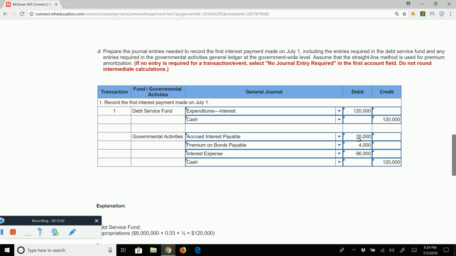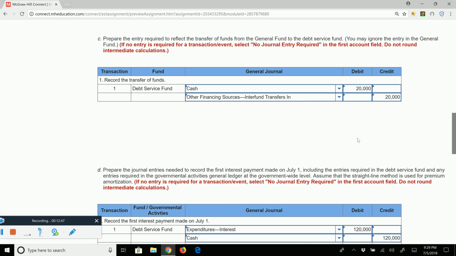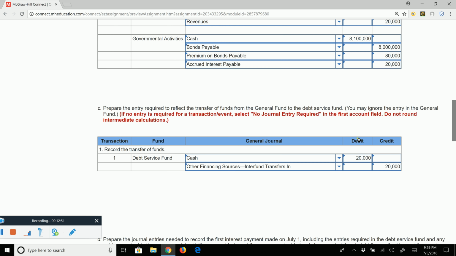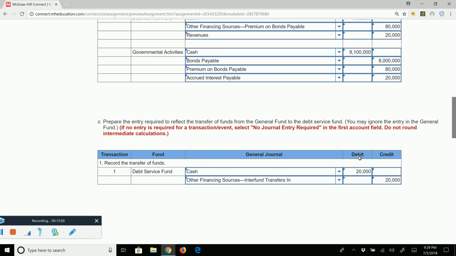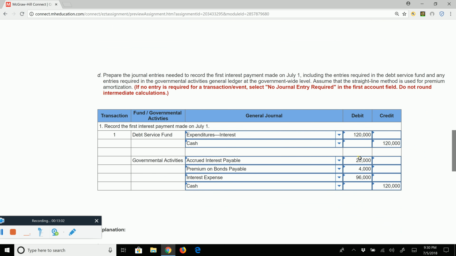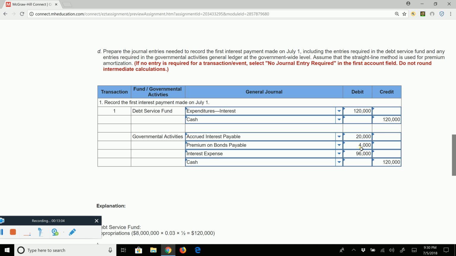We also need to amortize the premium. Remember, this is a 10-year bond, pays interest twice a year, so there are 20 interest payment dates. What we're going to do is take this $80,000 premium and divide it by 20, because there are 20 interest payment dates. That is straight line amortization of $4,000 per interest payment. So I will amortize the premium with a debit of $4,000, and the remainder gets debited to interest expense.